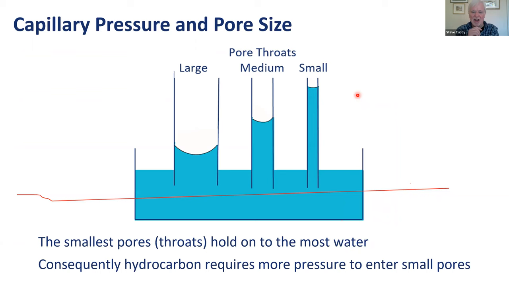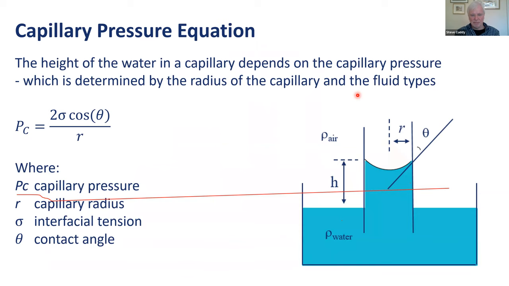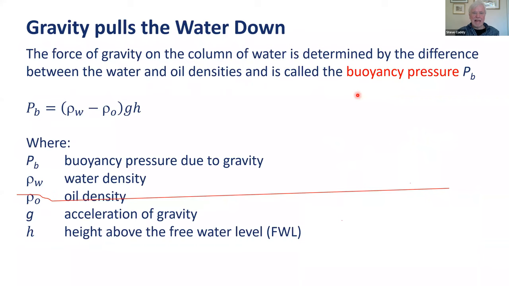Okay, anyway, so this is the capillary pressure equation. Don't worry about this, I'm just showing it for completeness, right? And there's a simple relationship between the capillary pressure and the capillary radius, and depending on the fluid types. Now that was holding the water up. Now gravity is actually pulling it down. And this force of gravity is determined by the difference between the water and oil density, and is called the buoyancy pressure. Very simple equation. Difference in densities tells you how much the gravity is pulling down the water.